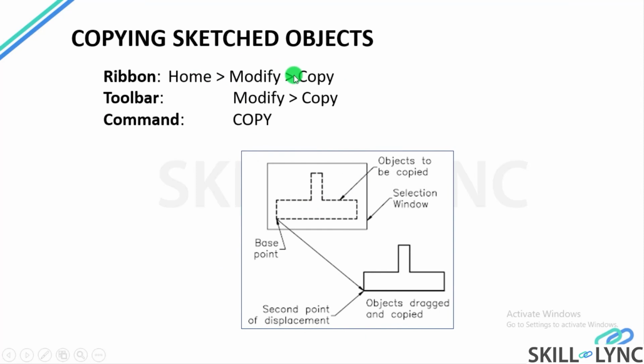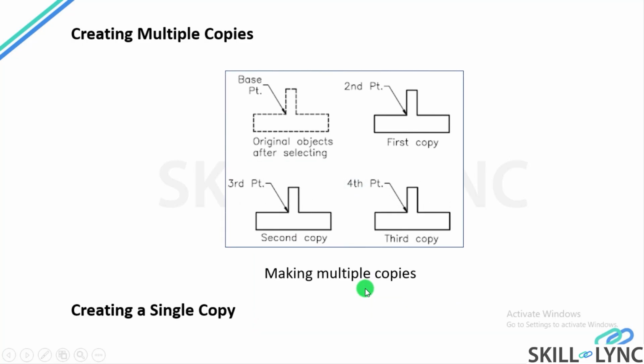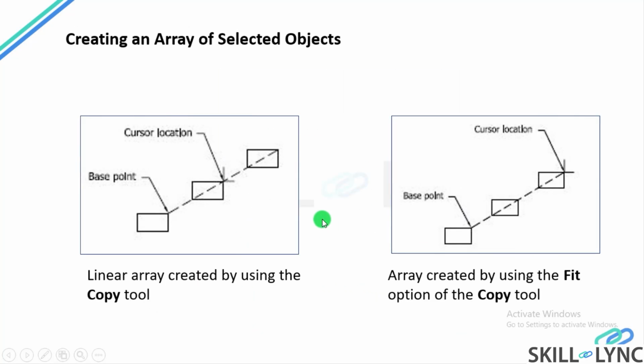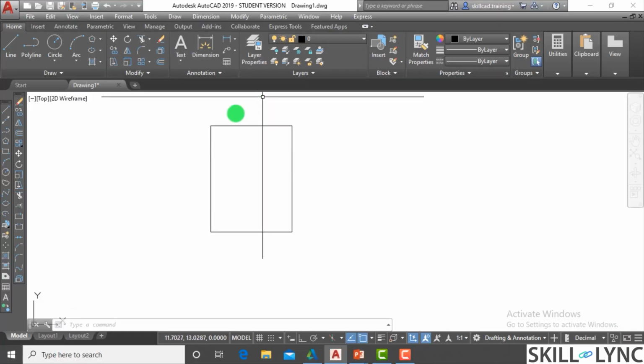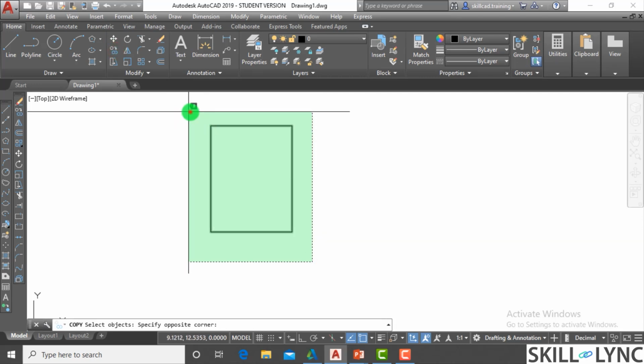So copying the selected object, as I mentioned. Here you have the base point, and then you can copy the object where you want to go. Then we have different options. You can create multiple copies, create a single copy, or create an array of selected objects. Here you have a rectangle that we have created. So I go with the copy and select the object.